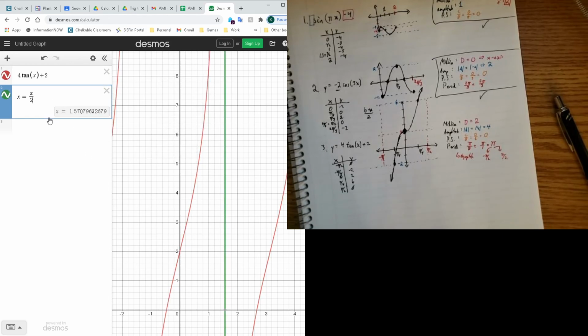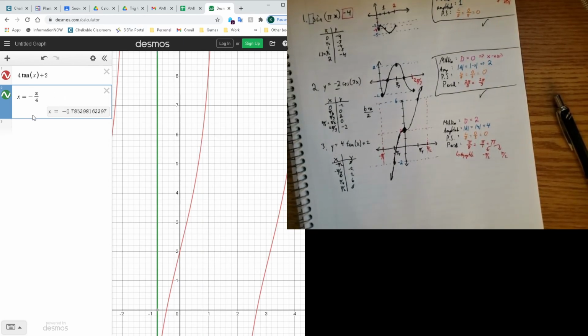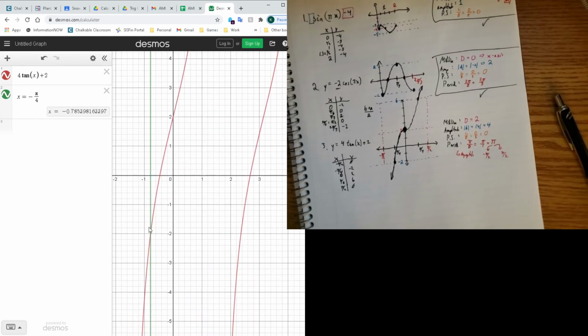And then at positive pi over 4, I should be at 6. And then at negative pi over 4, I'm down here at negative 2. Look at that. Everything seems to fit together perfectly. I'm going to go through 3 more problems, and then I'm going to call it. Here we go.